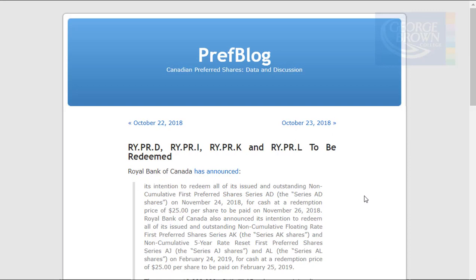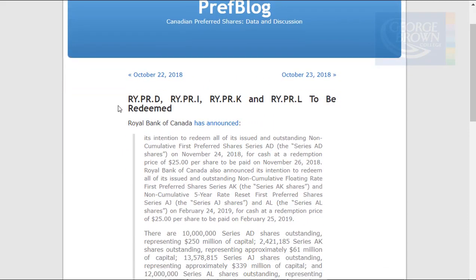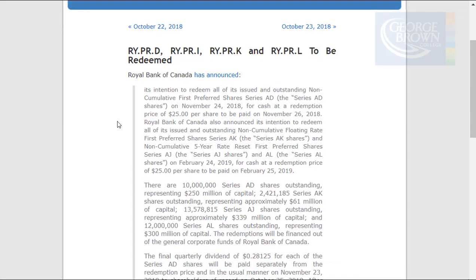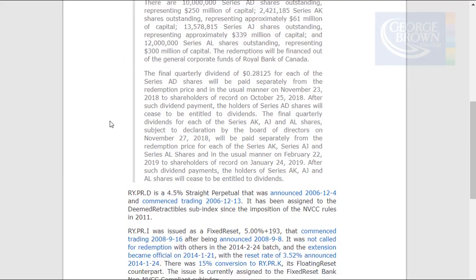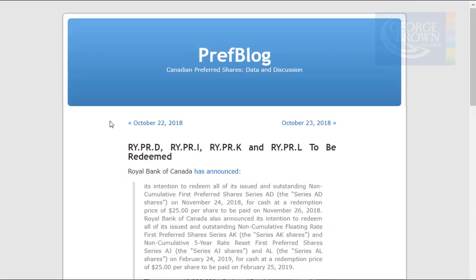Okay, so if we try to find the current market price for ry.pr.d, in fact, we find that on November the 24th, 2018, that preferred share was redeemed. Okay, so it was bought back by Royal Bank. The preferred shareholders received the price of $25 per share, and it was paid on November 26, 2018. Okay, so you have to understand that the Royal Bank Series D was a redeemable preferred share, which means that the company had the power to buy back that preferred share from the shareholders. Okay, so it doesn't trade anymore.